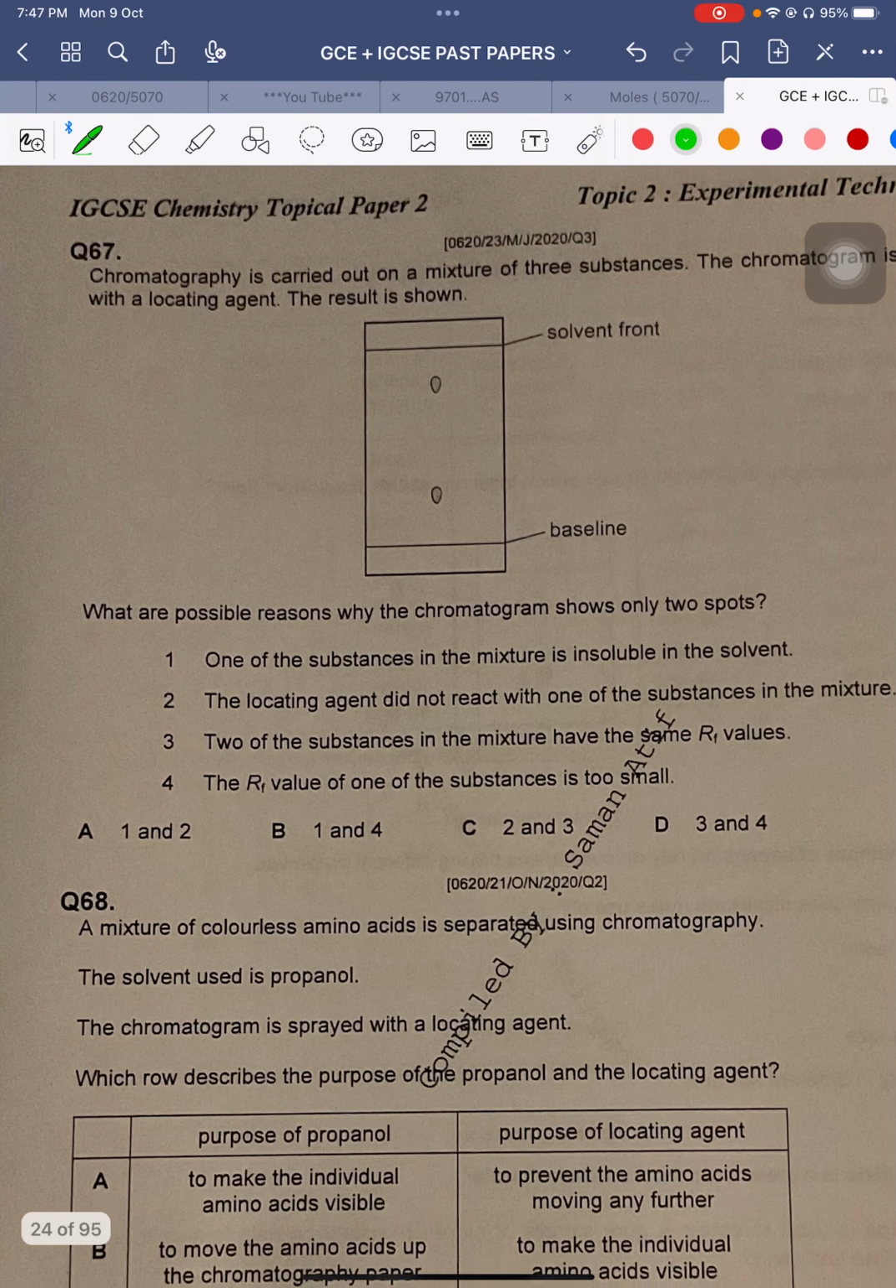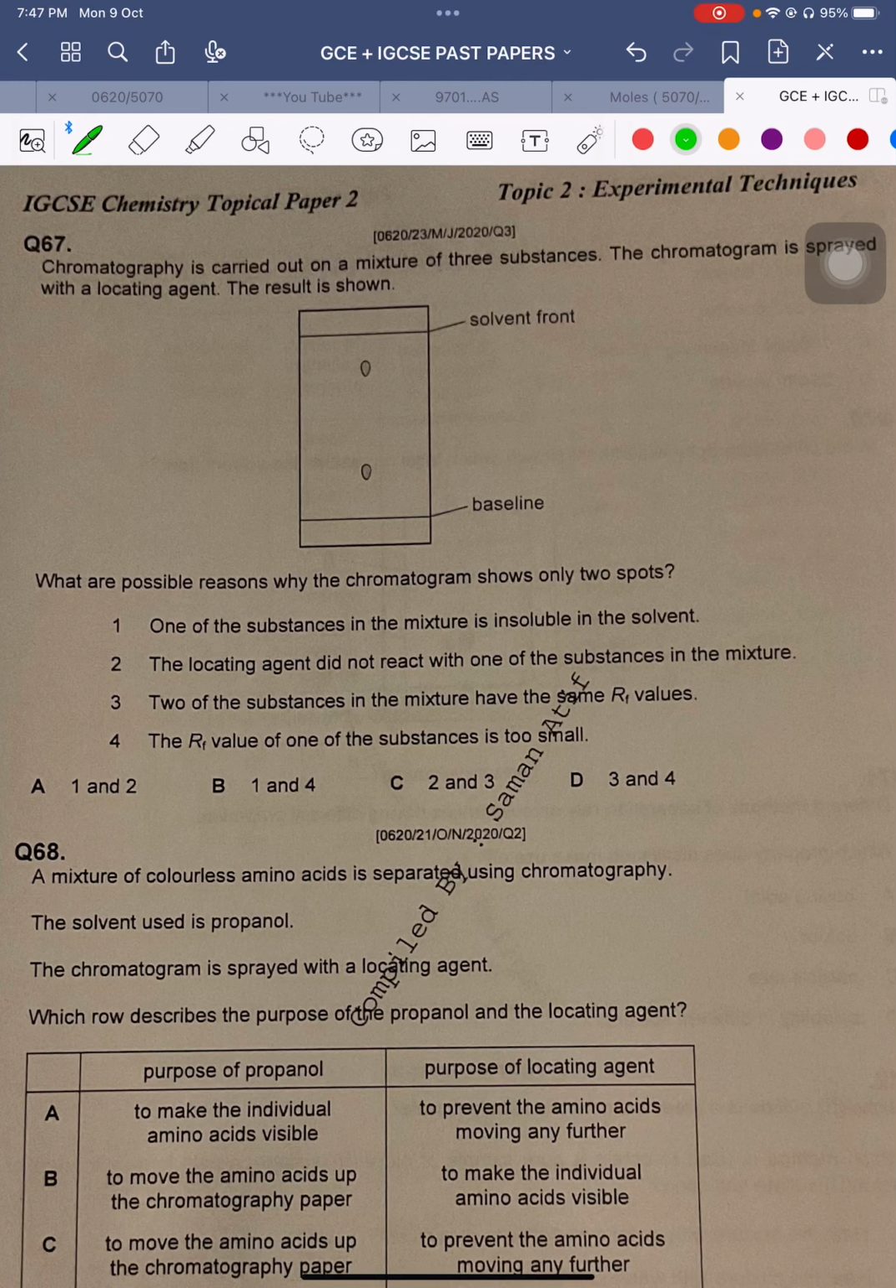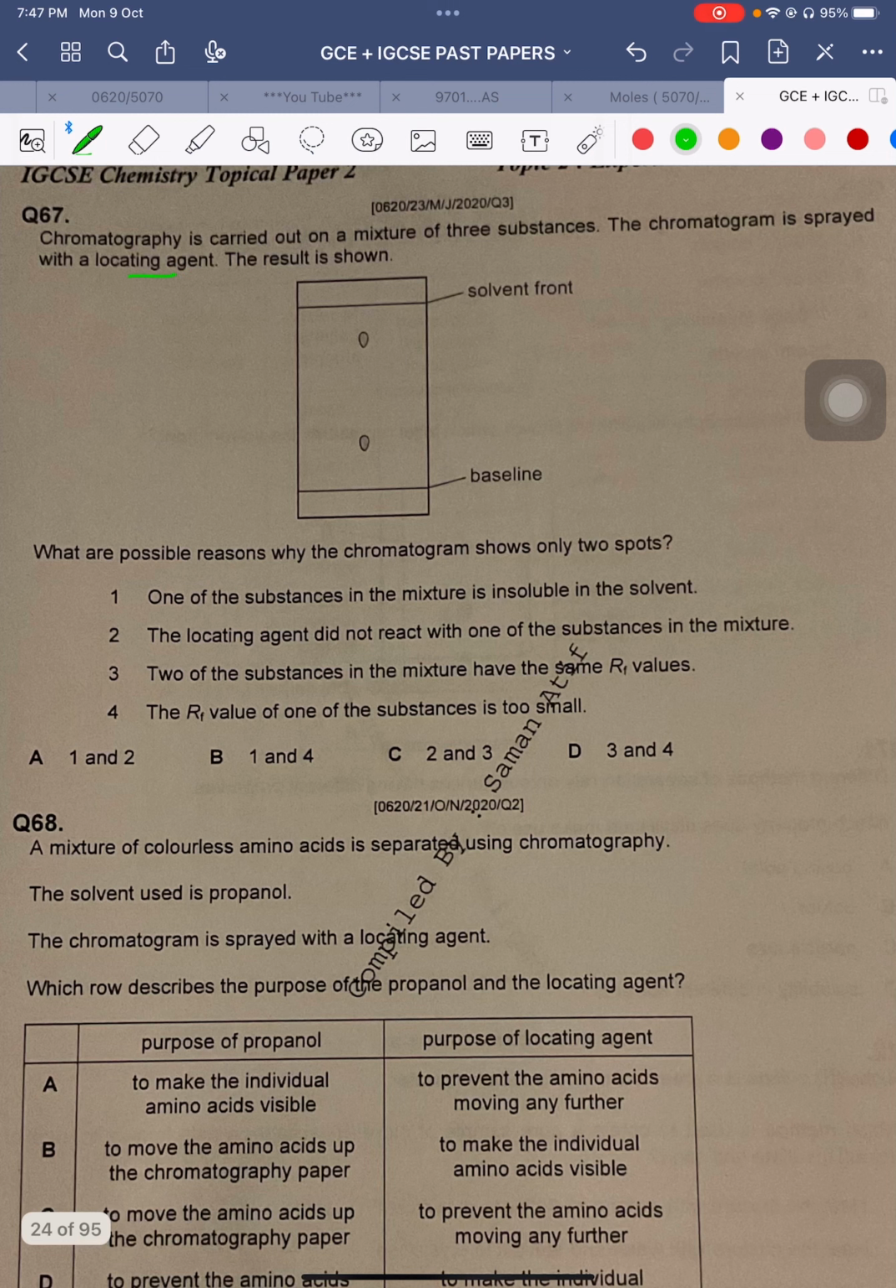Then there is another question of paper chromatography. Okay, let's see what that is. Chromatography is carried out on a mixture of three substances. The chromatogram is sprayed with a locating agent. The results are shown. Okay, the baseline is there and the solvent front is there. What are the possible reasons why the chromatogram shows only two spots? One of the substances in the mixture is insoluble in the solvent. Possibility is there. That's why it has not traveled. The locating agent did not react with one of the substances in the mixture. That's why it has not given a color.